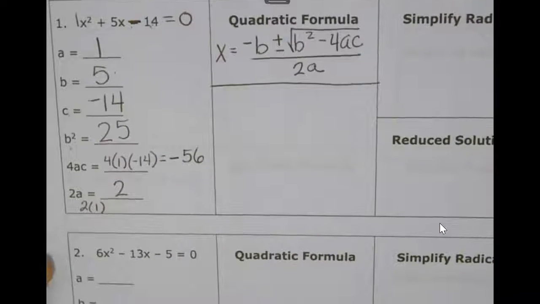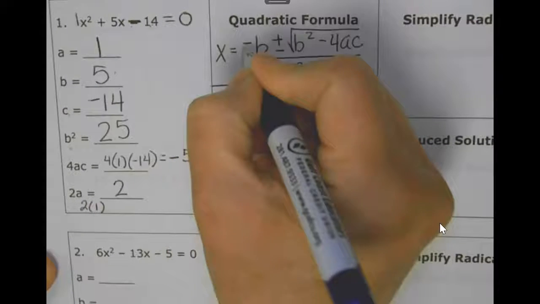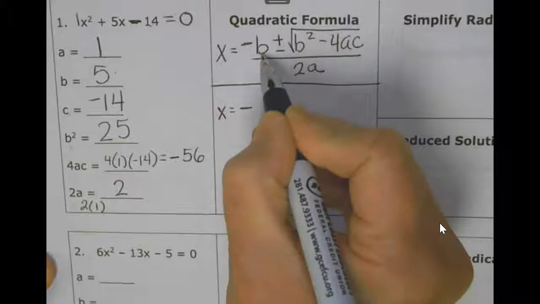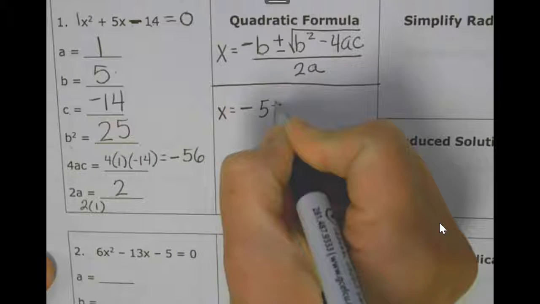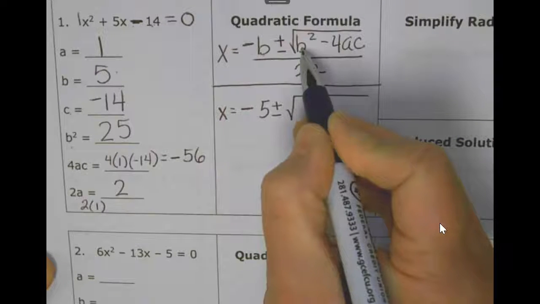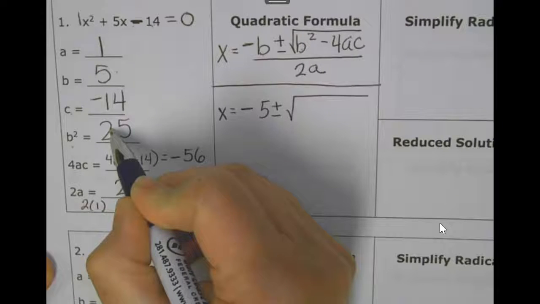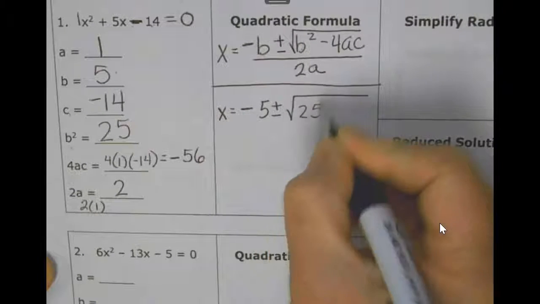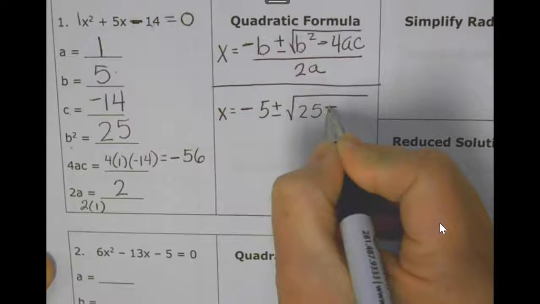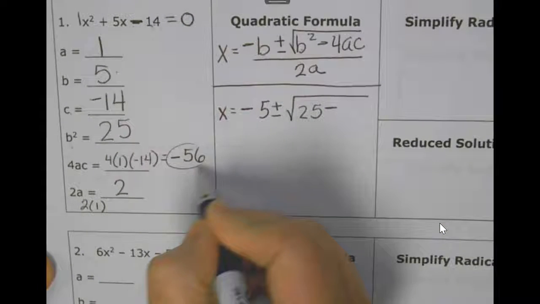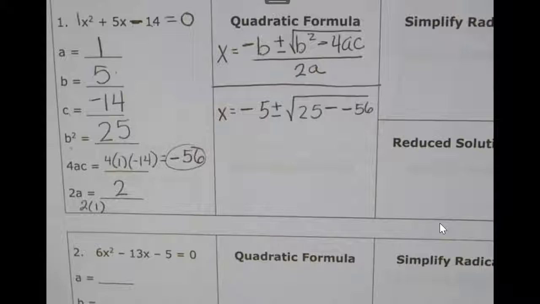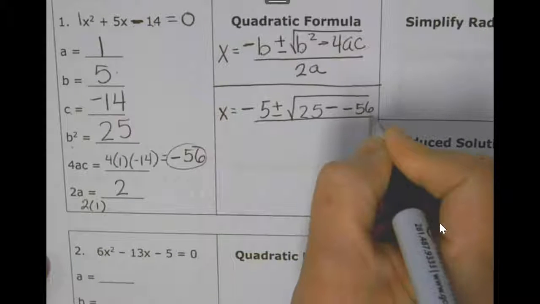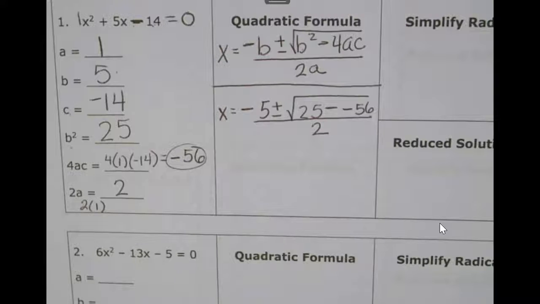Plug what in? So, in place of this, the minus is from the formula. In place of the b, I'm going to plug in the 5. Plus or minus. In place of the b squared, I'm going to plug in the 25. This minus is from the formula, and the 4ac is another minus 56, which I will do in the next step. And so this number right here is a 2. Okay, I got everything plugged in.